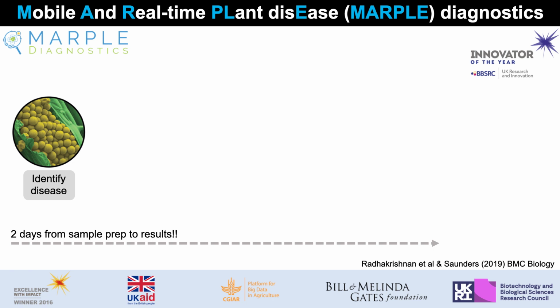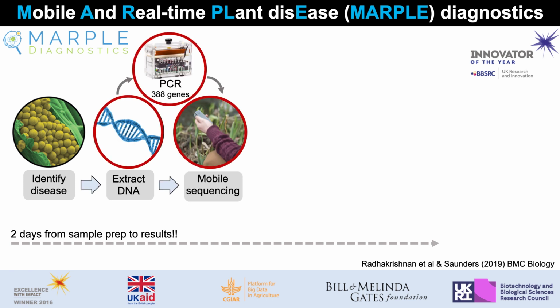And so we developed this method, which we call MARPLE diagnostics, which stands for Mobile and Real-Time Plant Disease Diagnostics. The way that this works is, again, we go out to the field, we get our samples from the field. These are just pieces of leaf or stems. We bring them back to where we're working. And now, instead of extracting RNA, and some of you may know that RNA is quite unstable, instead we extract DNA, and then we focus on diagnostics.